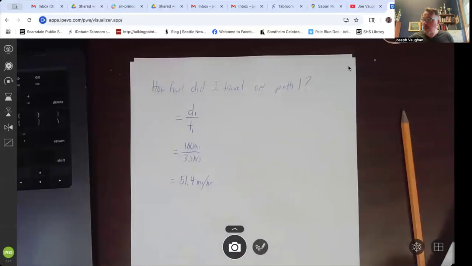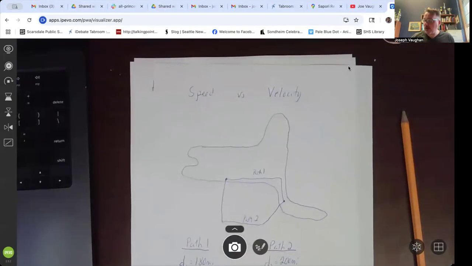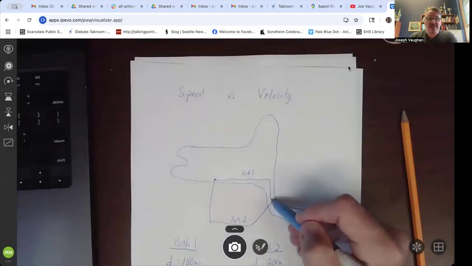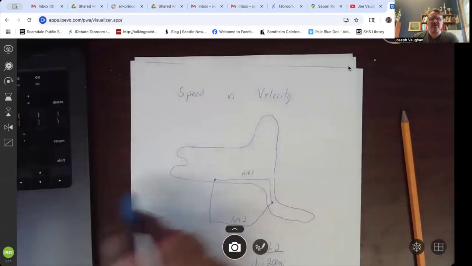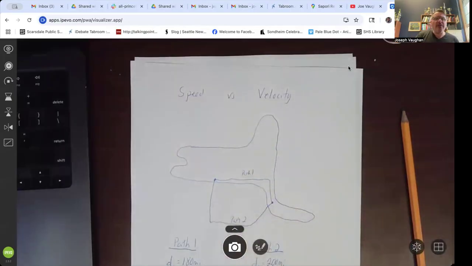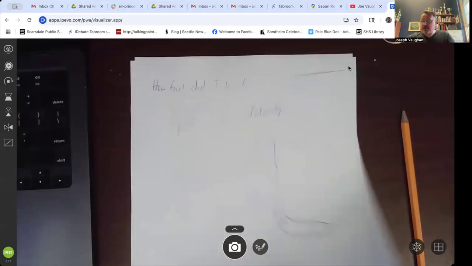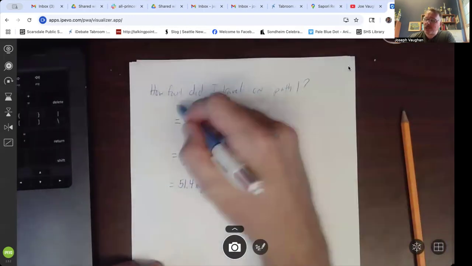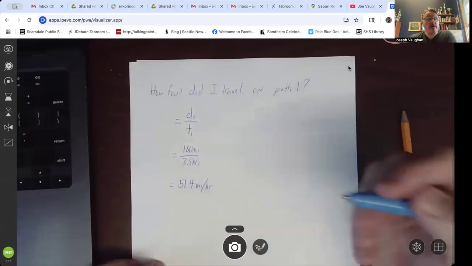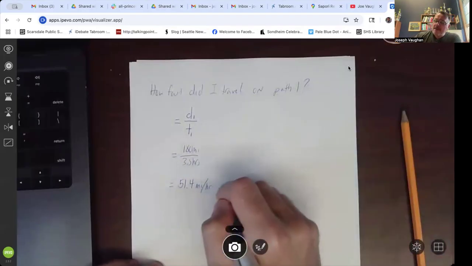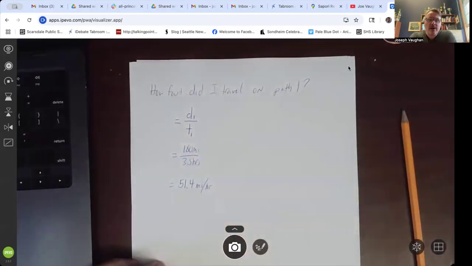As we know, if you've ever made that trip before, you have to go across the Tappan Zee Bridge. There's exits to deal with. There might be traffic. There might be construction. The thought that you would be going 51.4 miles per hour for the entire trip feels wrong. And so that's a problem. So this question, how fast did they travel on path one, is actually a really flawed question. But 51.4 miles per hour does say something about path one.